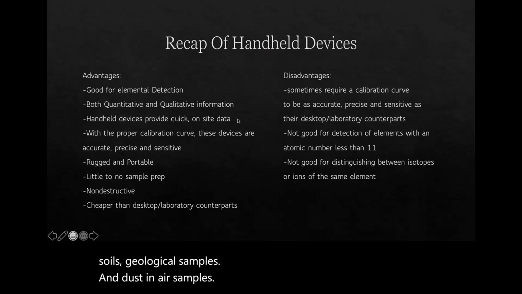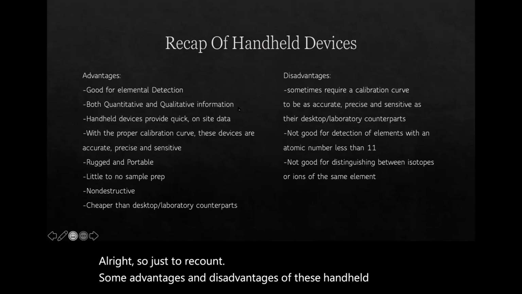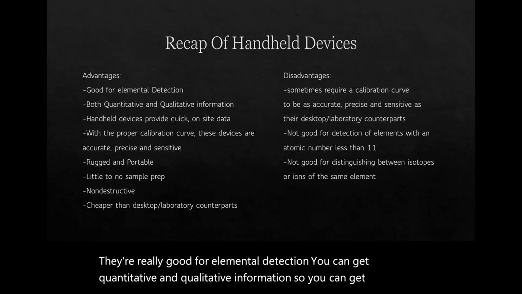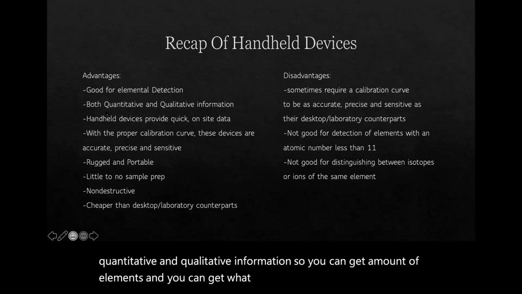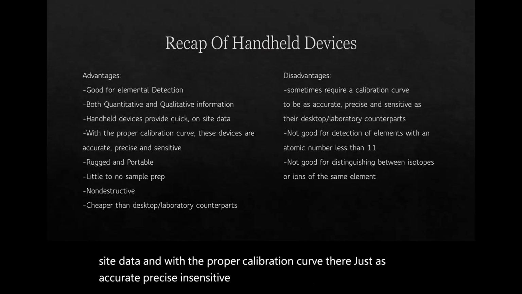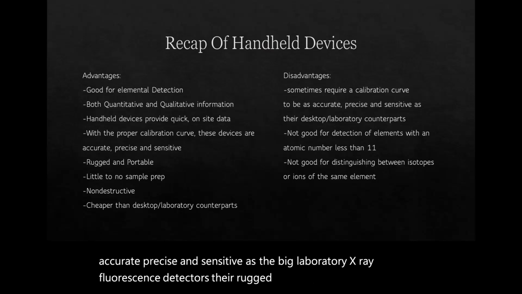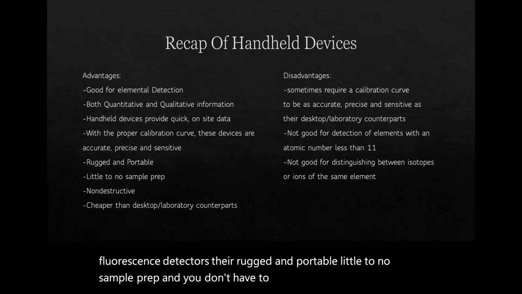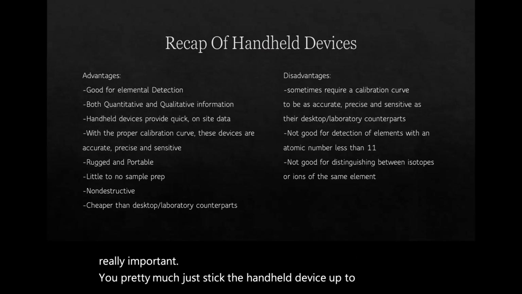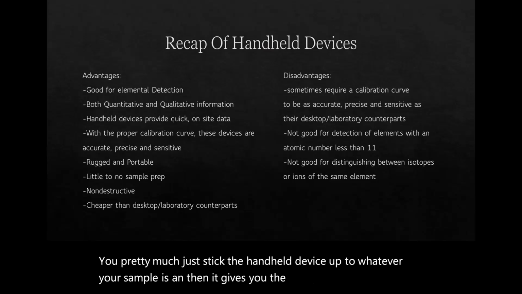All right, so just to recap, some advantages and disadvantages of these handheld devices. They're really good for elemental detection. You can get quantitative and qualitative information, so you can get the amount of elements and what type of elements. They're quick on-site data, and with the proper calibration curve, they're just as accurate, precise, and sensitive as the big laboratory X-ray fluorescent detectors. They're rugged and portable, with little to no sample prep, and you don't have to destroy the sample, which is really important. You pretty much just stick the handheld device up to whatever your sample is, and then it gives you the readout. And they're cheaper.